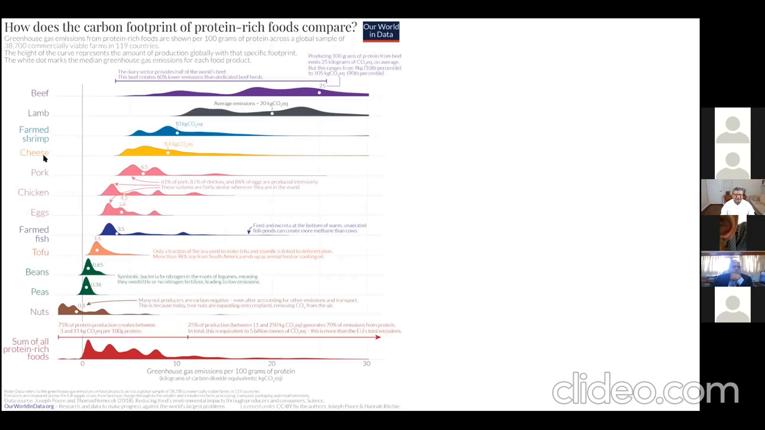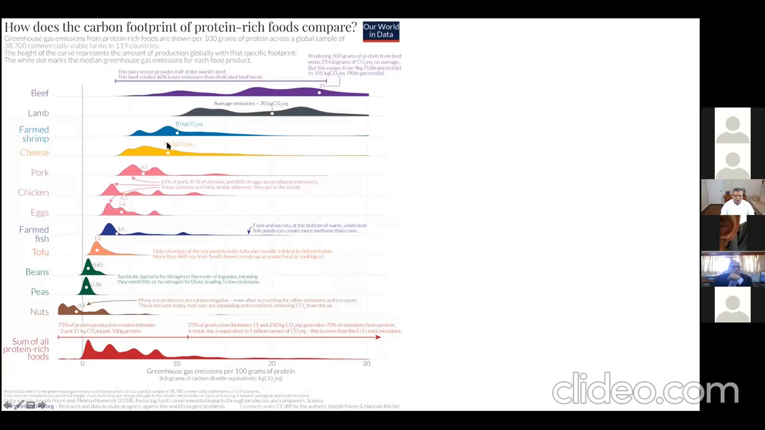If you're eating dairy beef or beef, you are at this level, the highest CO2 emission. For 100 grams of protein from beef, we emit 25 kilograms of CO2, which is a huge number. If it's lamb, it is slightly lower, but still very high. And as you go down to farmed fish or tofu or beans or peas and nuts, it's negative emissions.